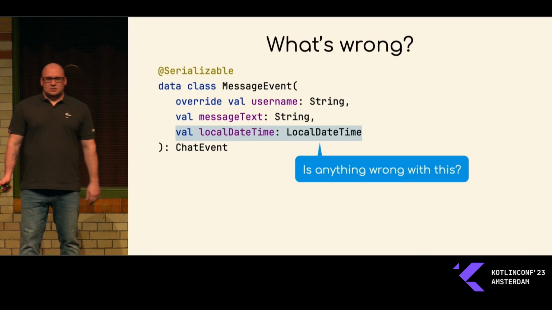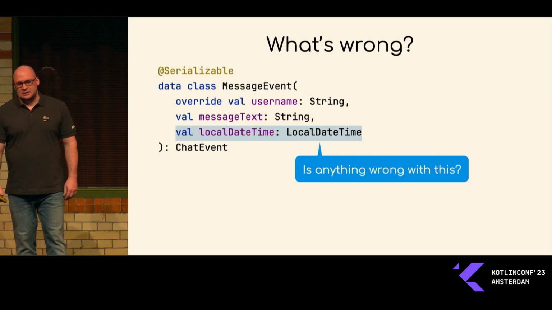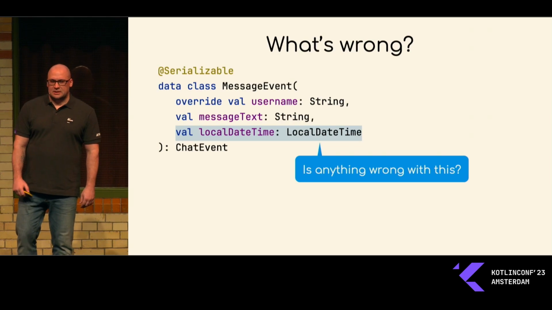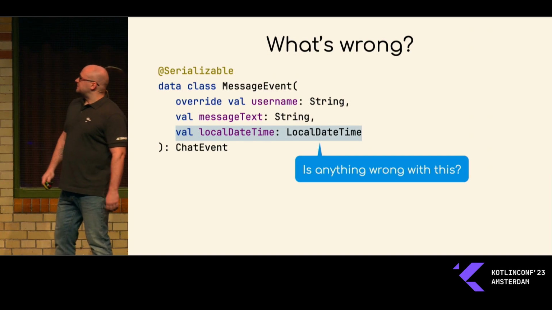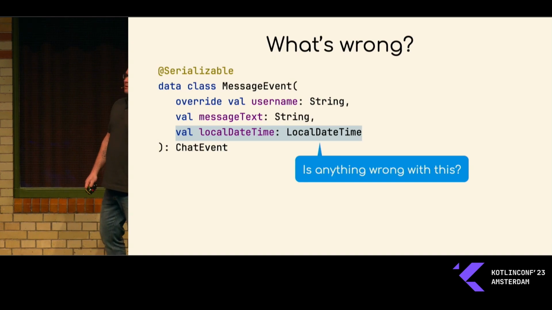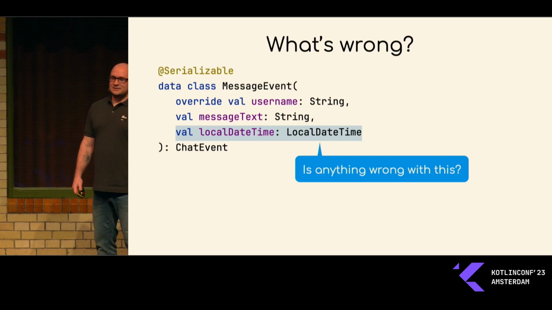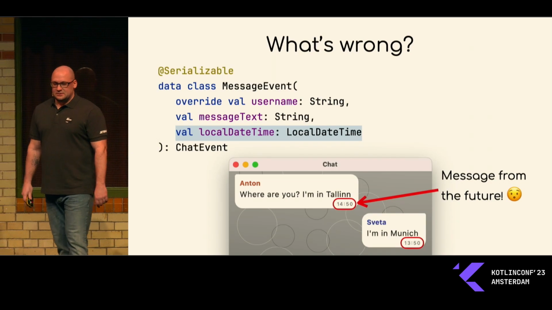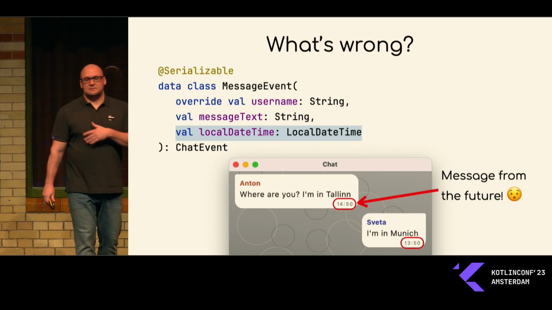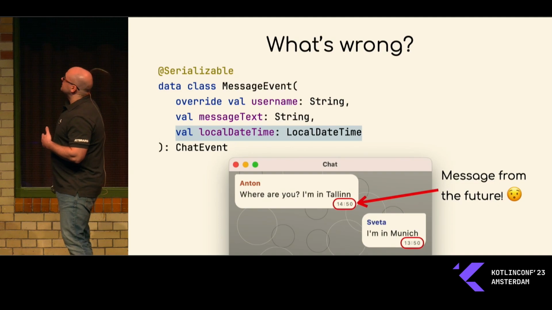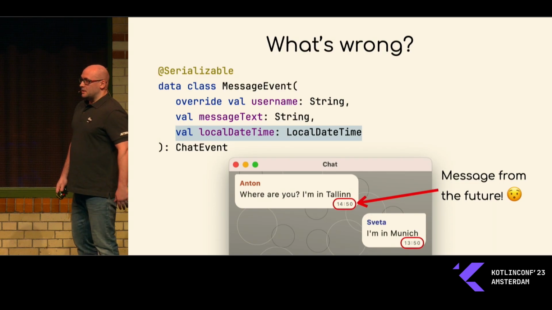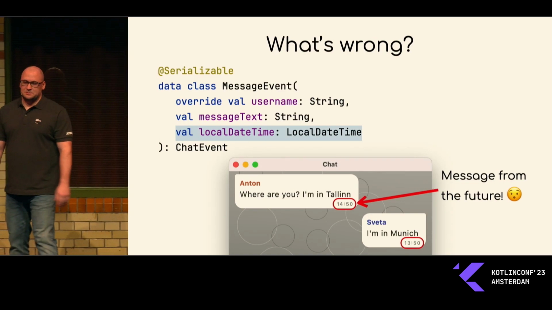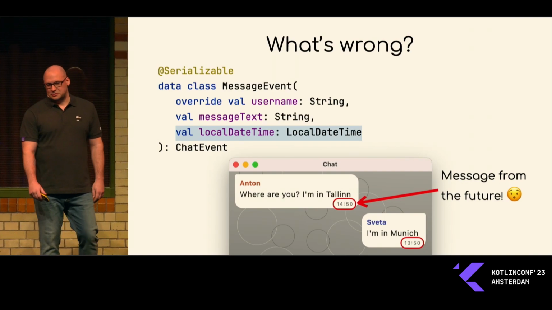So imagine we have an event, a message event comes in, and we want to represent the timestamp as local date time. Is anything wrong with this, Sveta? I don't know. Think about this. Probably it's all good. But if Anton asks us? So I live in Tallinn, Sveta lives in Munich, and suddenly you get a message from the future. It's nice to be Marty McFly sometimes, but it's probably not what you intended to do.